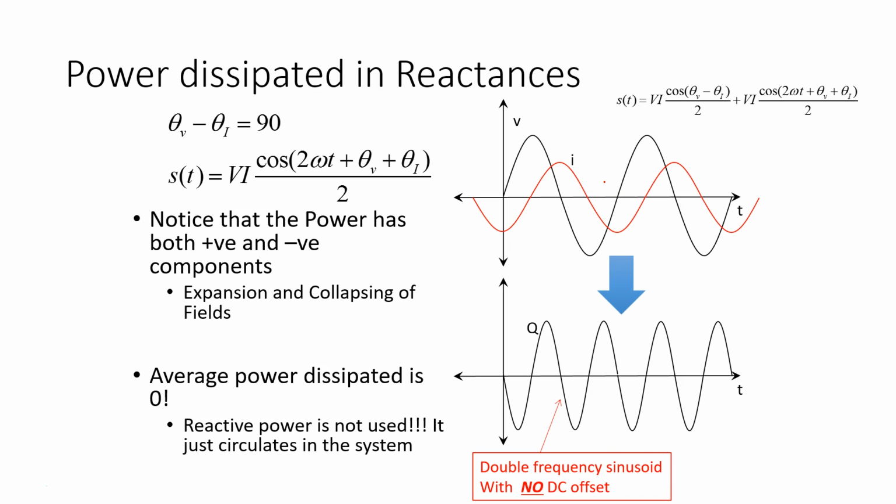If I go to a reactance, when theta v minus theta I is 90 degrees or minus 90 degrees, then what I'm going to have is that cosine of theta v minus theta I, I'm going to get cosine of 90 or cosine of minus 90, which is 0, and all I'm left with will be this part here, which is the oscillating part. So for a reactive component, that is a capacitor or an inductor, what I'm going to see is that the power oscillates.